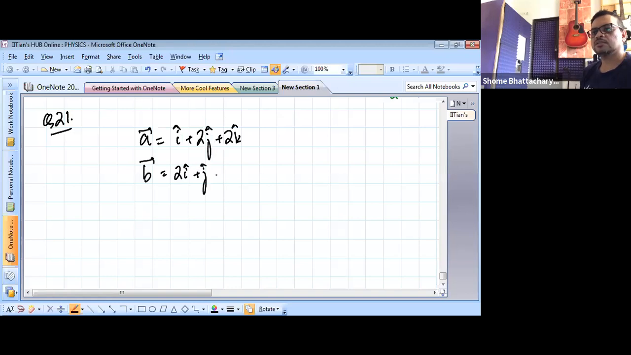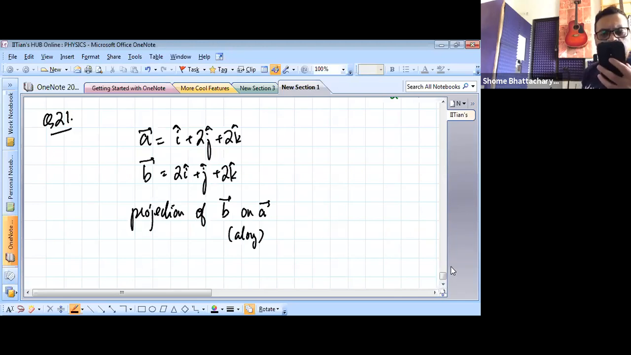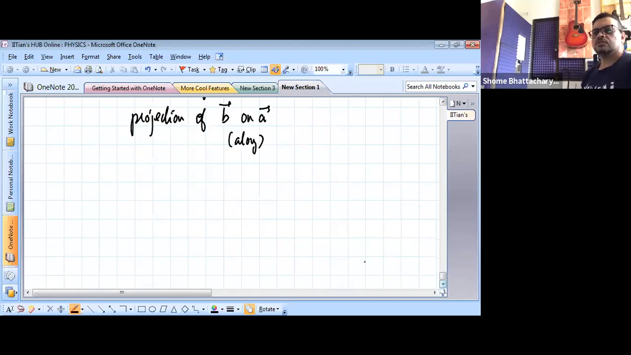2y cap plus j cap plus 2k cap. Now we have to find the projection of vector B on A. So projection of B on A means along vector A, like that. B on A. Okay. So it's basically like this only.